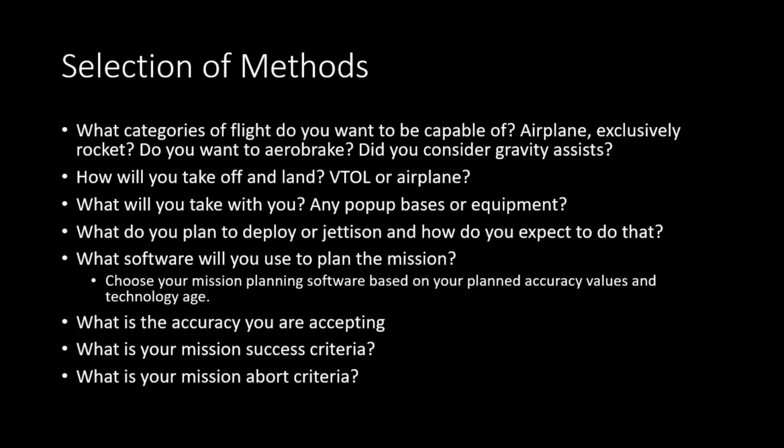Next is, what do you plan to deploy or jettison, and how do you expect to do that? Let's see. The only thing that we need to do is make sure that we can pack and unpack the cargo from the ship. That's fairly straightforward, so we just need a cargo bay that opens. The next thing is the satellite, so we want to deploy the satellite. That might require an EVA, so we need space EVA, and we also want surface EVA. So we need a way to exit the craft outside of Earth's atmosphere on the surface, which means we need an airlock.